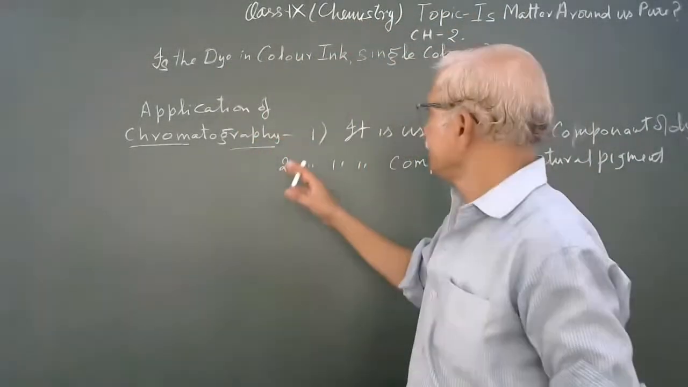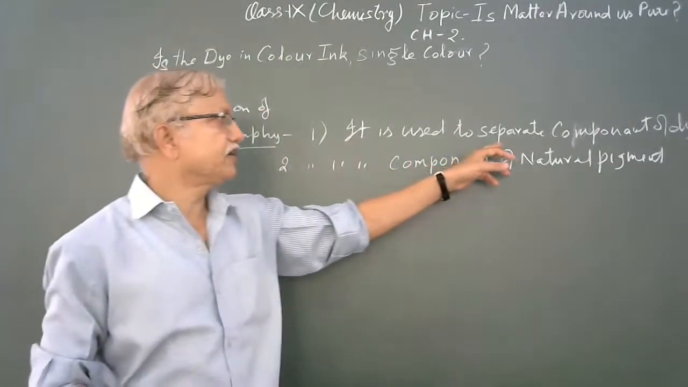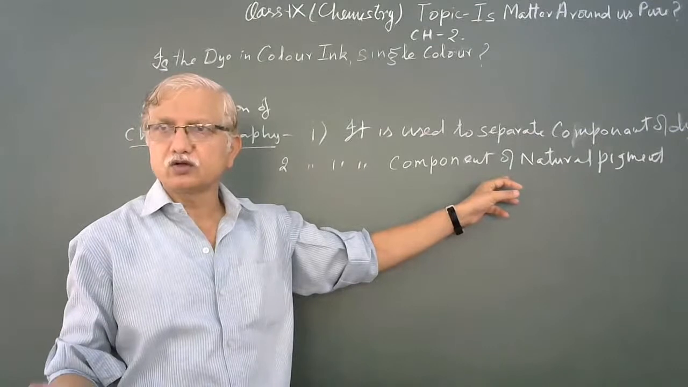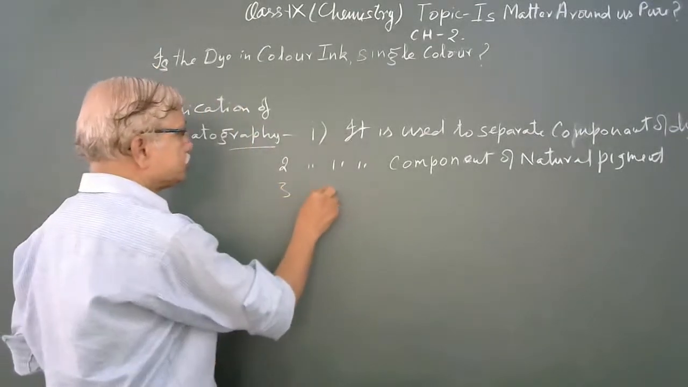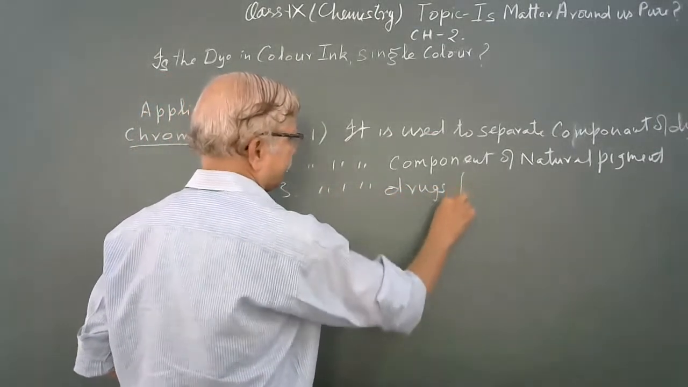So the first application is, it is used to separate the components of dye. It is used to separate the components of natural pigment, like chlorophyll and chloroplast. Next, it is used to separate drugs from blood.